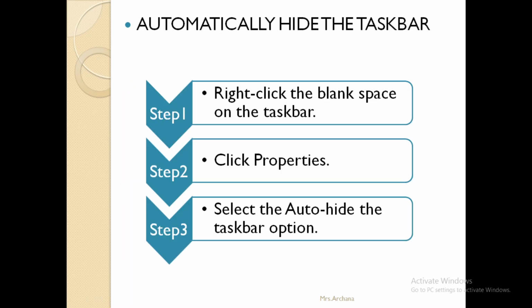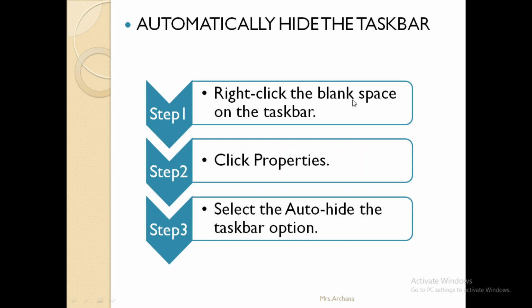Then see, we have another option also, that is we can hide the taskbar. Taskbar means it is present at the bottom. Suppose we don't want to see the taskbar always, and only whenever we need it, that time we want to see the taskbar. That time what will we do? We want to hide the taskbar. Okay, then what are the steps we have to follow? We have to follow these three steps.